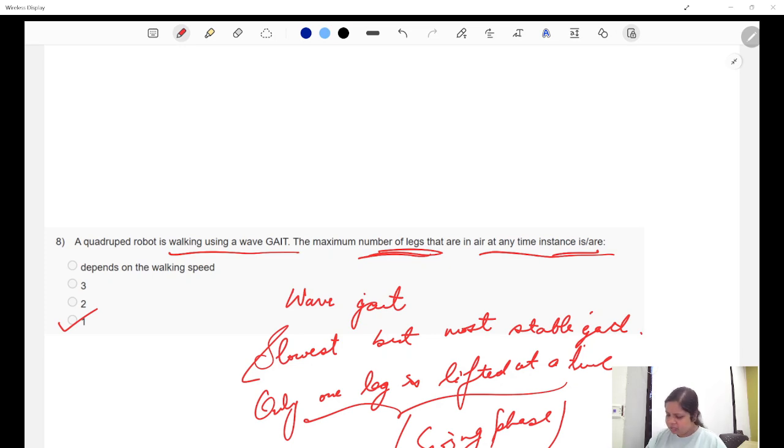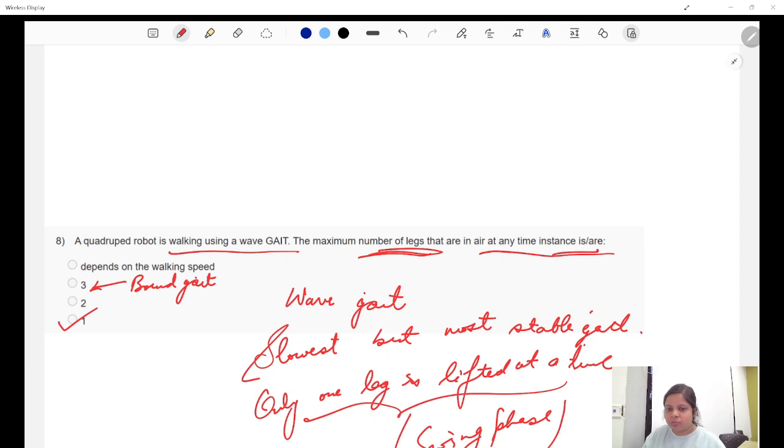The first option is that it depends on walking speed, which is not true for wave gait. Wave gait is defined by always lifting one leg at a time regardless of speed, so it has nothing to do with that. Then the other option is 3. That would imply only one leg is supporting the body, like a bounding or aerial gait. So this happens, but in bound gait, which is a very high speed gait or aerial gait. It's not a wave gait. The third, 2 legs in the air, happens in trot gait. It is used for faster walking but not in wave gait.